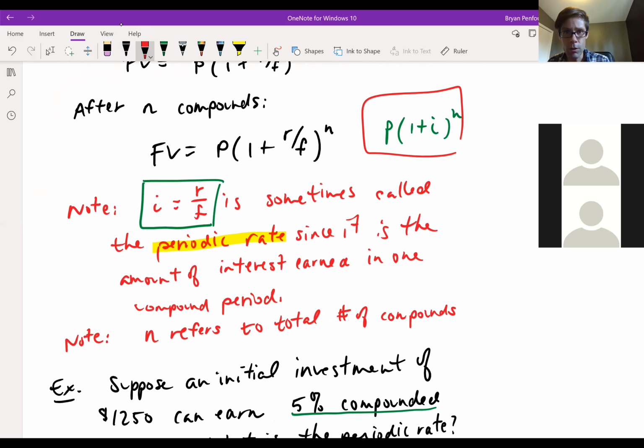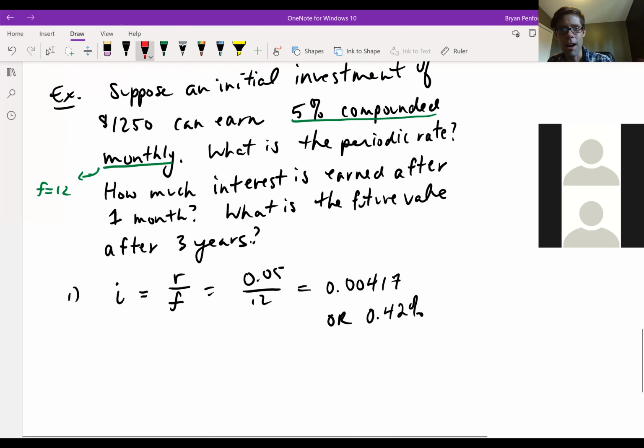If you don't want to calculate i first, you can use this version of the future value formula, which calculates i along the way. So that's what's important to know here. How do I calculate i? Well, we just take the yearly rate divided, in this case, into 12 equal-sized pieces, and it's one of those equal-sized pieces of size 0.42% that we actually earn every month in interest.